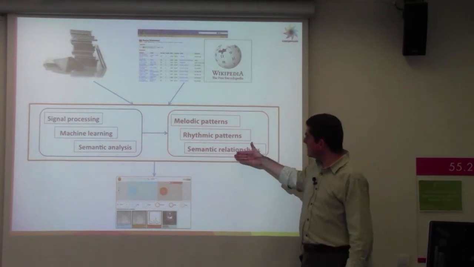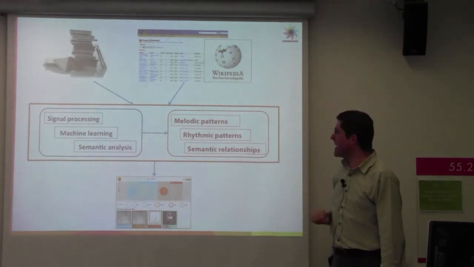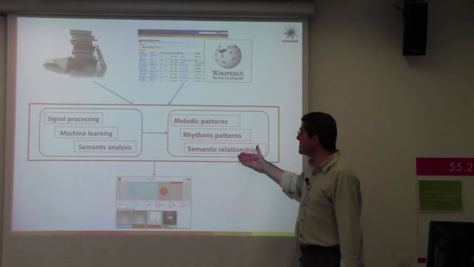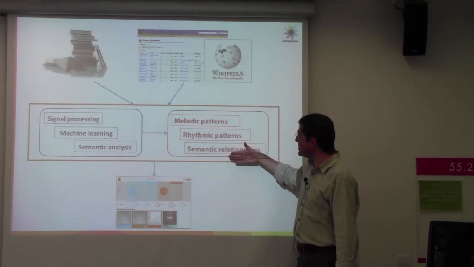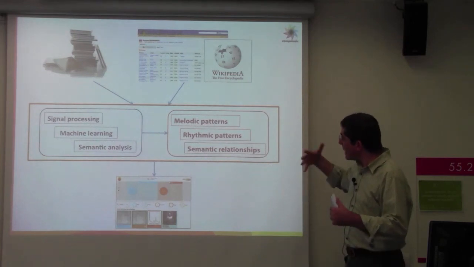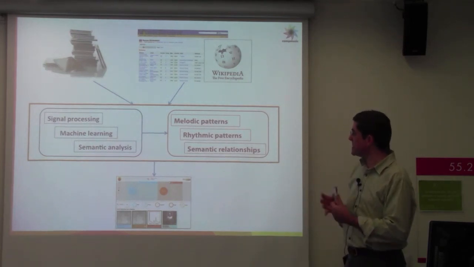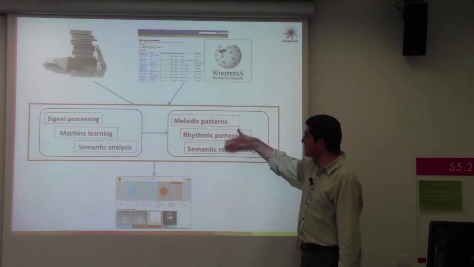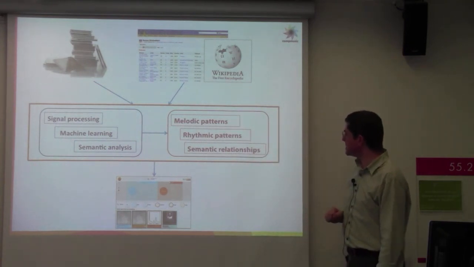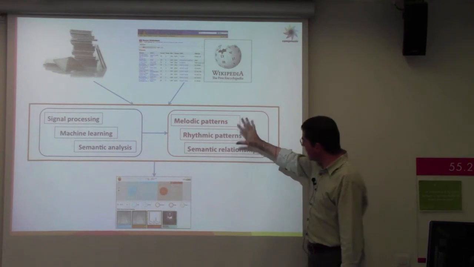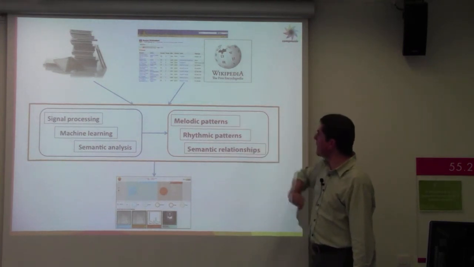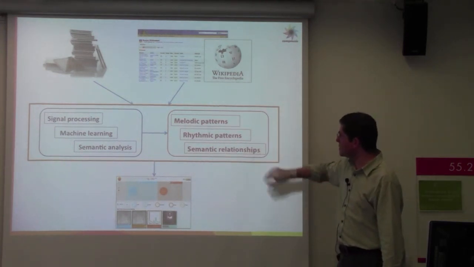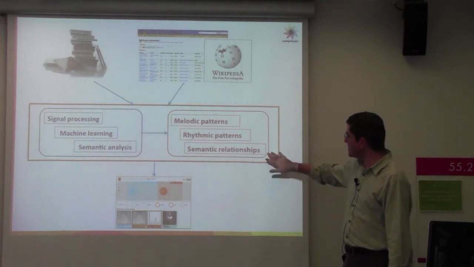And finally, the other type of work we do is semantic analysis, semantic relationships. So we want to basically understand the relationships between the concepts, the entities that are relevant from a music perspective on these music traditions. We will see some of that. Again, we will basically focus on the melodic and rhythmic aspects. We are not going to talk much about the semantic relationships.